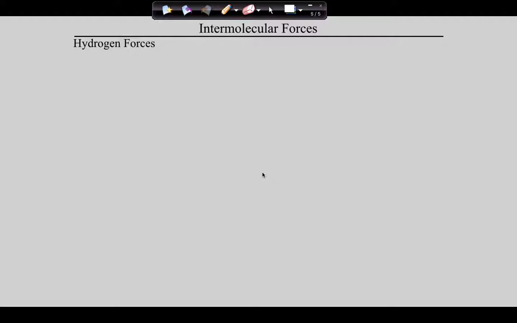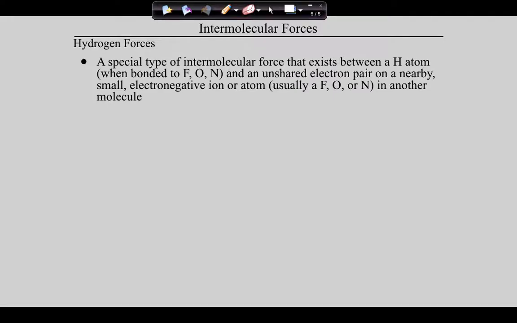Notice it doesn't say hydrogen bonds. It says hydrogen forces. So guys, I am going to define this for you, and then we're going to draw pictures. So let me define this for you.